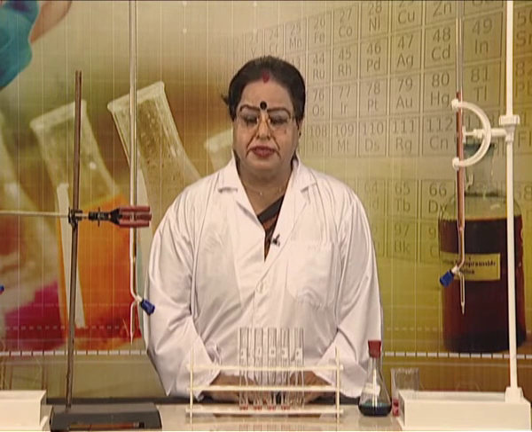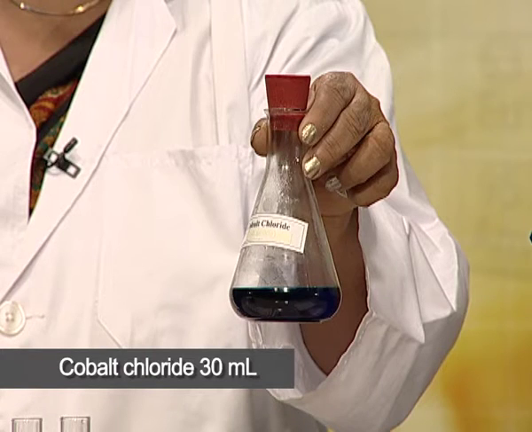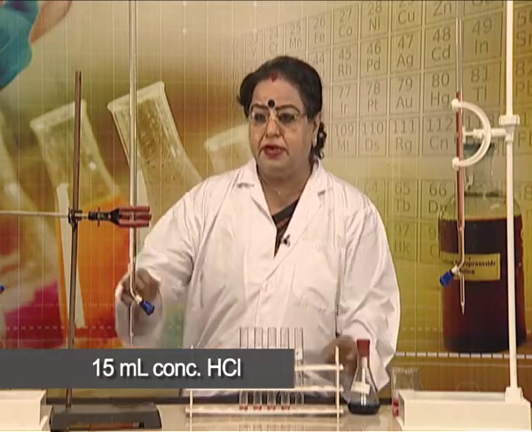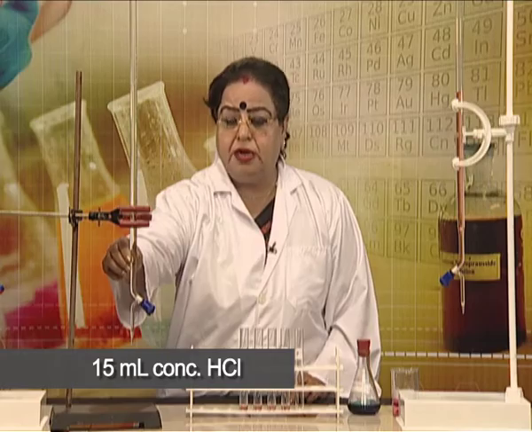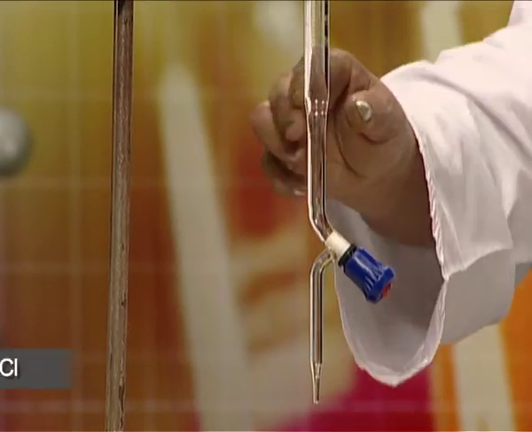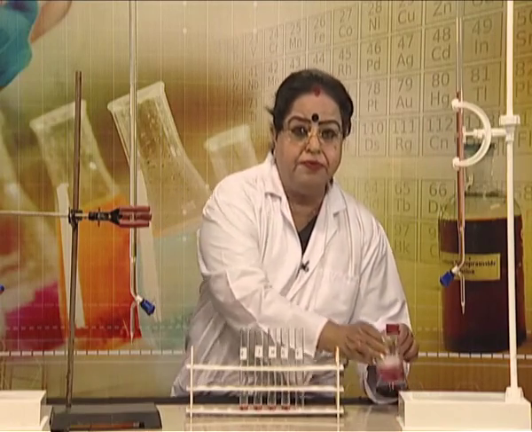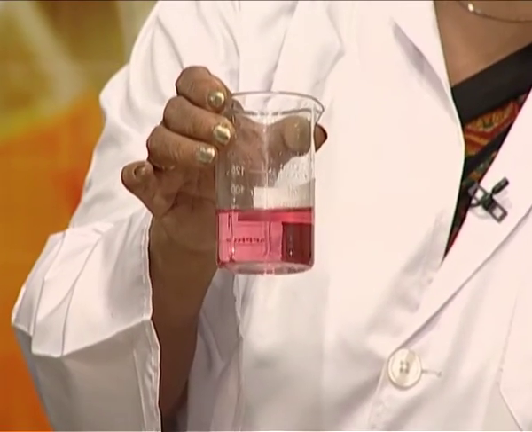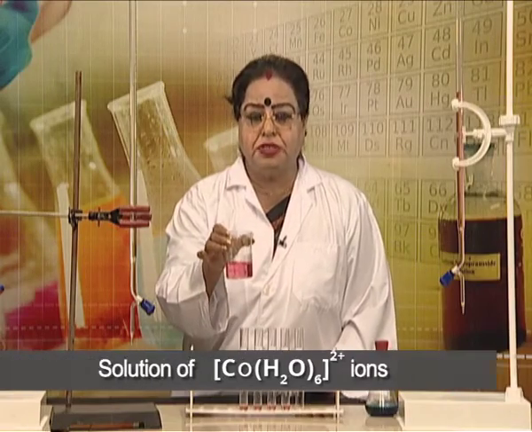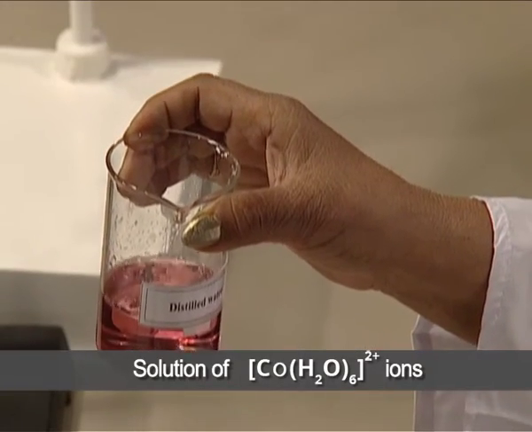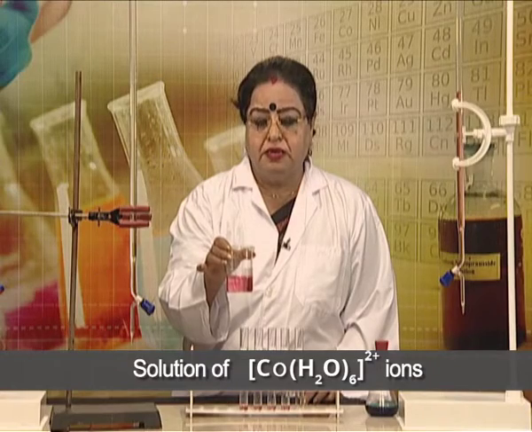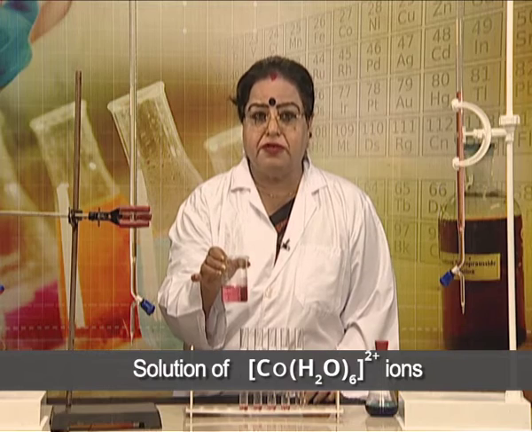How do we proceed? We already have with us a solution of CoCl4 2- ions. I will be taking about 30 ml of this solution and then adding concentrated acid from this burette, about 15 ml, to make this solution of this color. Now I have got this solution of Co(H2O)6 2+ ions, which is pink in color, which is my starting material as one of the reactants.